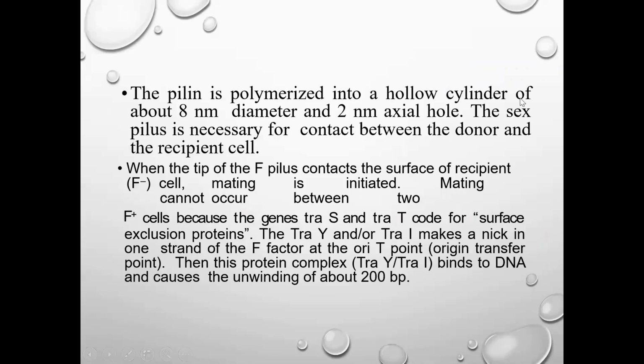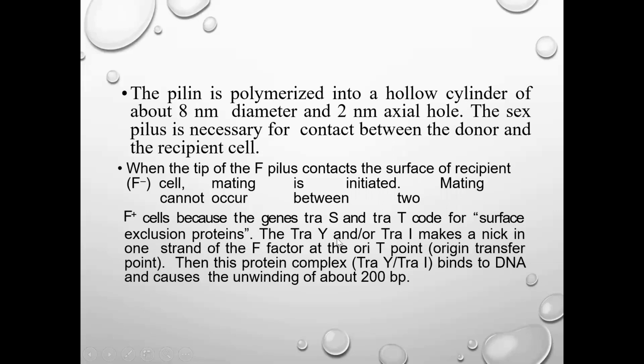Pilin is polymerized into a hollow cylinder of 8 nanometer diameter and 2 nanometer axial hole. The sex pilus is necessary only for contact between donor and recipient cell. When the tip of a pilus contacts the surface of a recipient cell, mating is initiated. Mating cannot occur between two F plus cells because the genes TraS and TraD code for the surface exclusion protein.